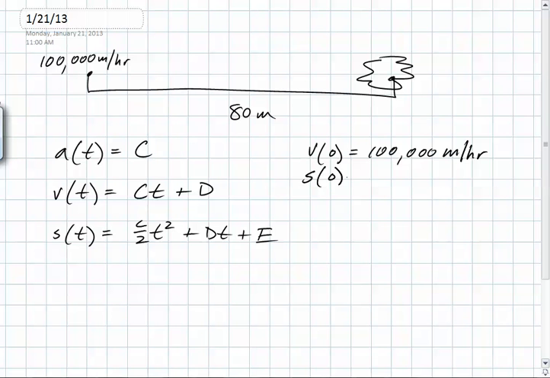Okay, so do we know how much time passes before he stops? No. So what's the velocity at time stop? 0. Yeah, he better have stopped, right? What's the position at time stop? 80. He's stopping in exactly 80 meters.